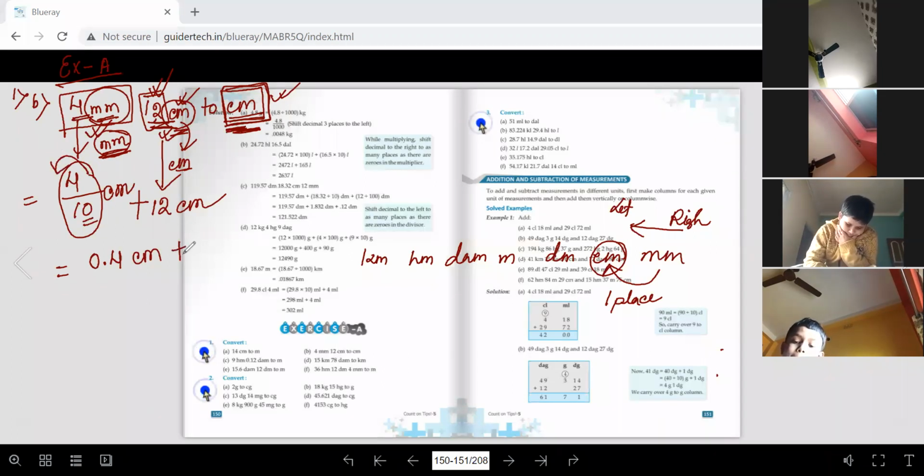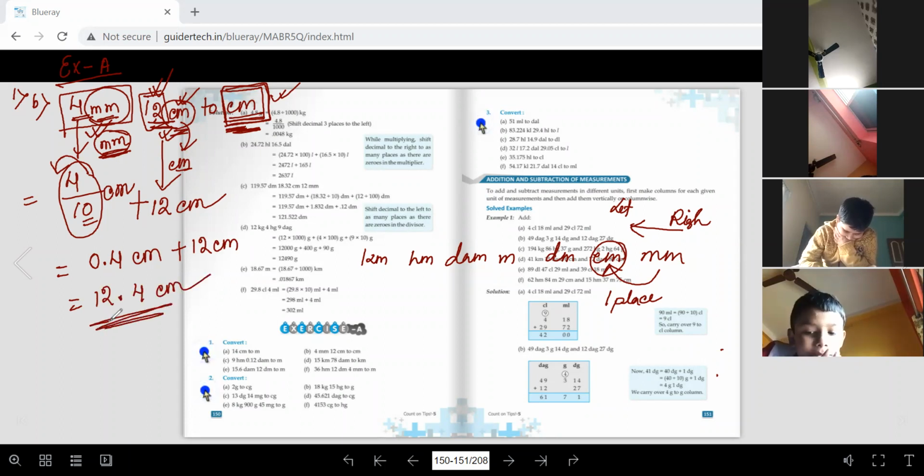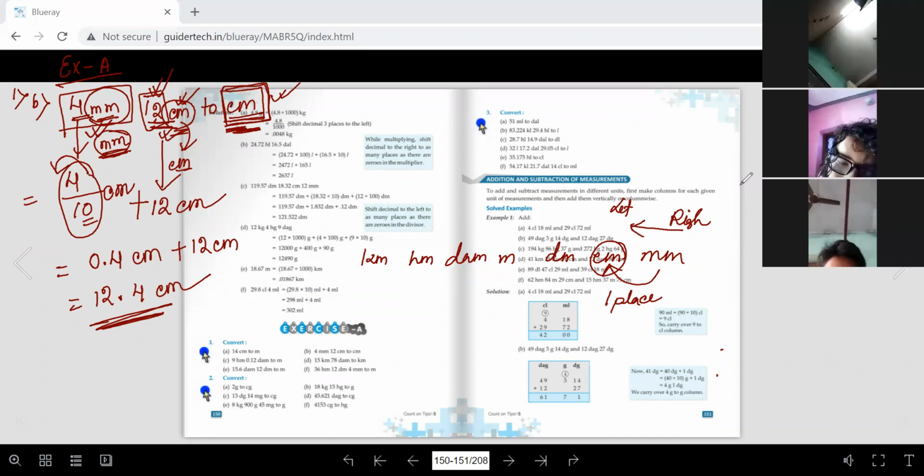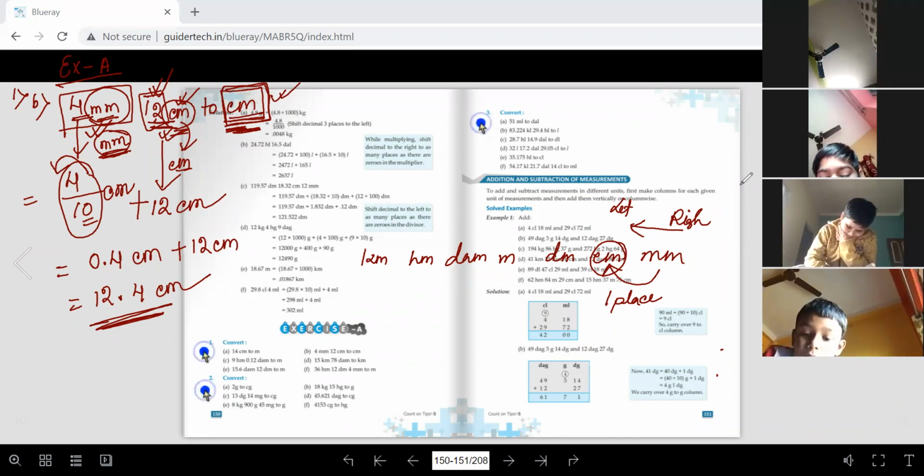Now 12 centimeter. Now just add them. So it will be 12.4 centimeter. Everybody understood? All the students? Okay.